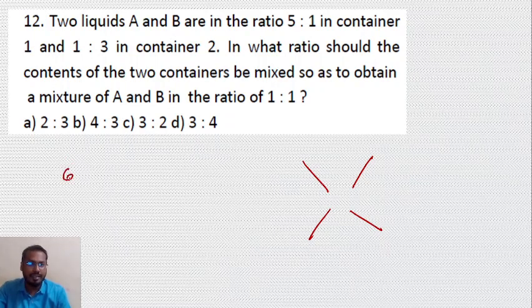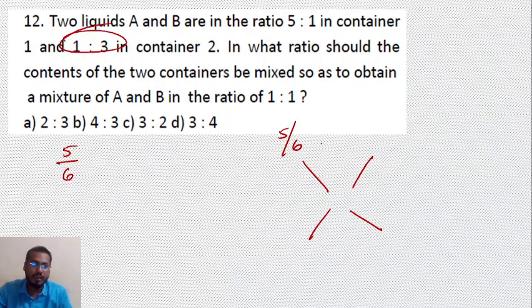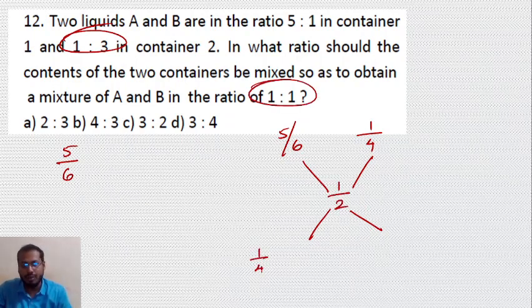5:1, I can write 5/6. Okay, directly I can write here. And the second one, 1:3, that is nothing but 1/4. And the final should be 1/2. Correct? So subtract this 1/4 minus 1/2 and 1/2 minus 5/6.